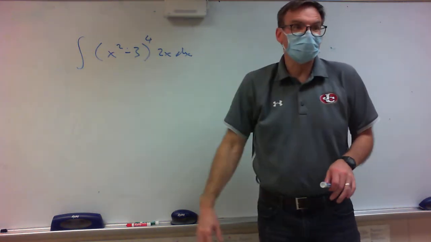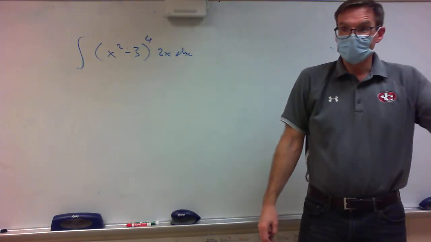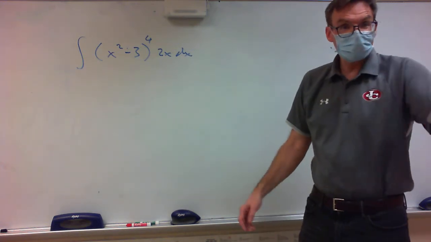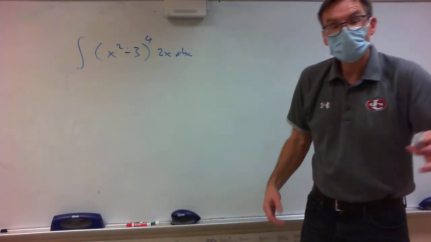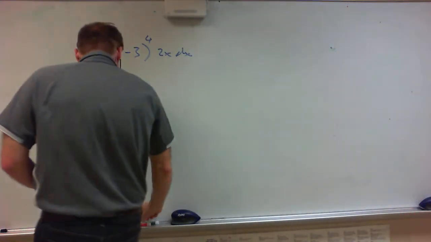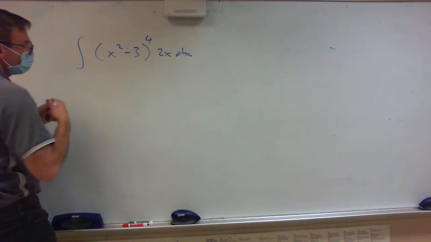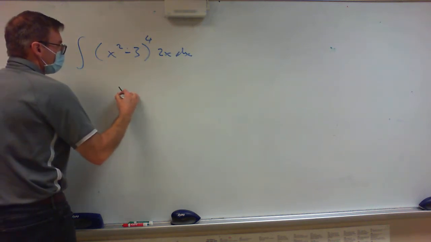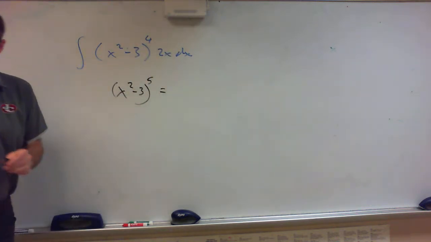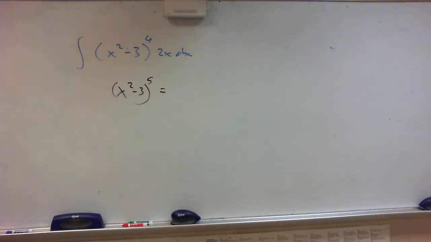What do you see? Use the word stuff. Stuff to the 4th. Does everybody see stuff to the 4th? So if everybody sees stuff to the 4th, what's going to be your guess? Stuff to the 5th, right? So your guess is stuff to the 5th, so I want you to write down x squared minus 3 to the 5th. Now take the derivative and see how close you get.